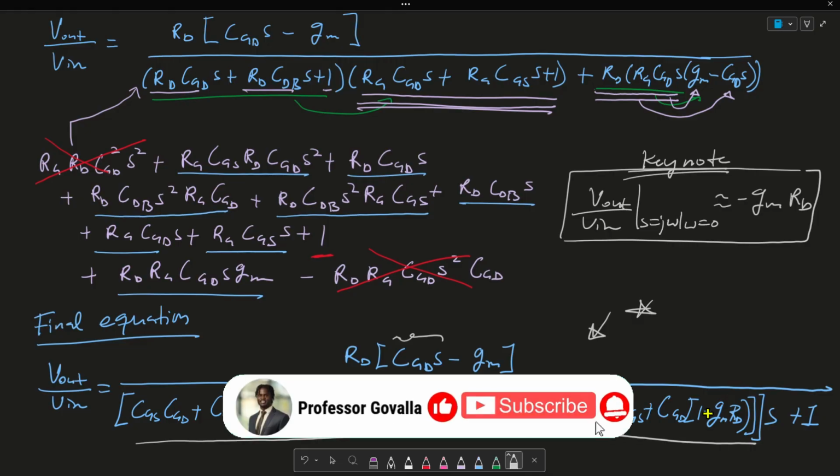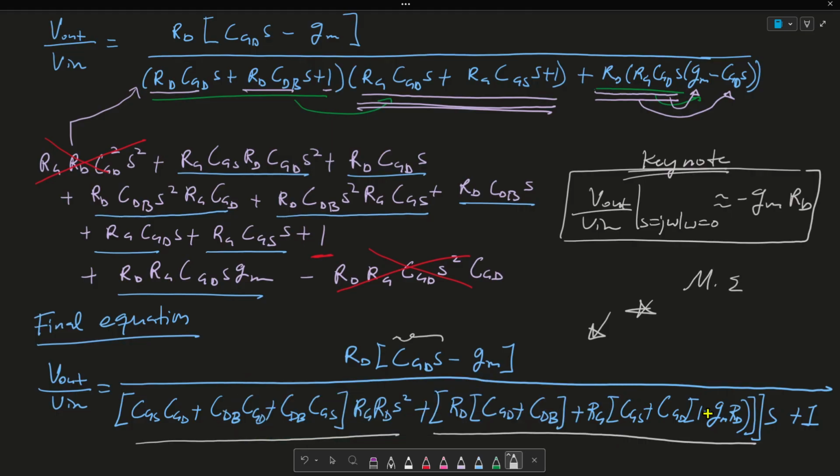All right, in the next video, I'll be doing the same example, but considering what's called Miller's effect. And additionally, I'll be explaining what the frequency response should look like in the next video after that.